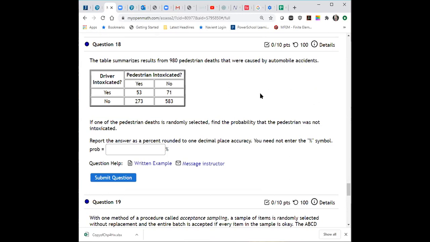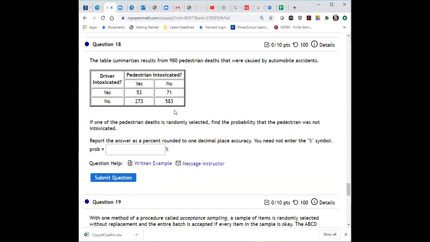You're looking to find the probability that the pedestrian was not intoxicated. Okay, so you have to be careful here. The question is the pedestrian was not intoxicated, so you need to go to the column. Not intoxicated means this column. For the pedestrian, you need to go to the column. For the driver, you need to go to the row. Because this problem is about the pedestrian, you need to consider the one in the column. So you need to add these two.